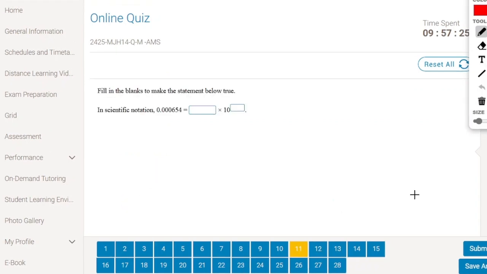Question number 11. Fill in the blanks to make the statement below true in scientific notation. I have 0.000654 equal to, we want to make it in scientific notation. So now we move the decimal point to the right. It will be 1, 2, 3, 4. So here it will be 6.54. And how many moves did I do? I did 1, 2, 3, 4. But it will be minus 4 because I moved the decimal point to the right. So the power will be minus.